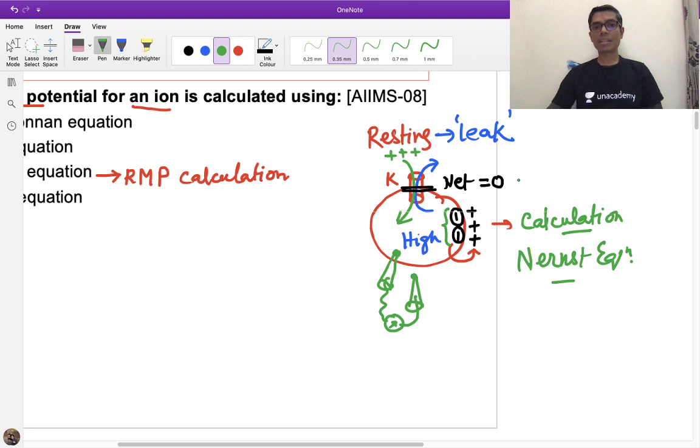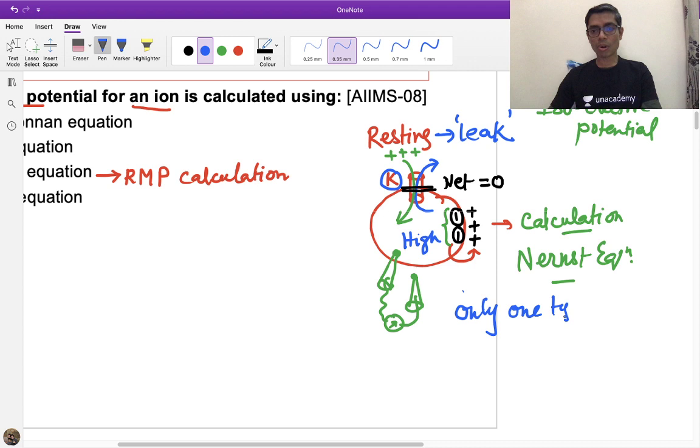Equilibrium potential is also known as isoelectric potential. Now, note down, this is very important. Based on that, another question has been given. If the cell is permeable to only one type of ion, like here I discuss only a potassium channel is present on this cell, and there is no other permeable ion in resting condition, then the equilibrium potential of this ion will be exactly equal to RMP.